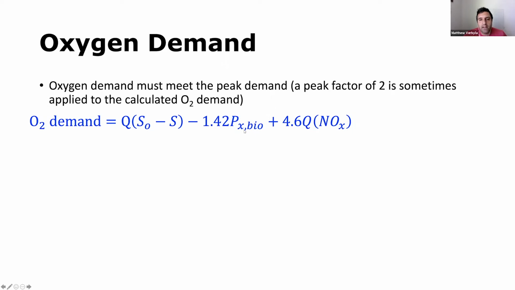So this P sub X biological, this is the biological sludge being produced. And remember that ratio 1.42 is the oxygen that's getting tied up into the microbial biomass being produced in this reaction. And we're going to add to that 4.6 times the flow rate times the amount of nitrogen that's being converted into nitrate, because that's an additional oxygen demand. And that 4.6 is coming from a previous slide where we calculated the total oxygen requirement per gram of nitrogen being converted to nitrate.